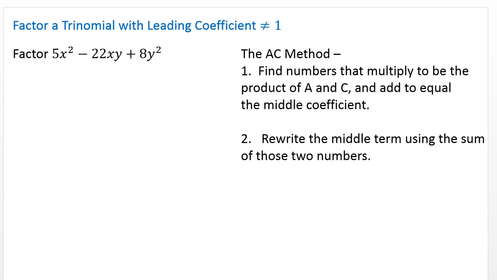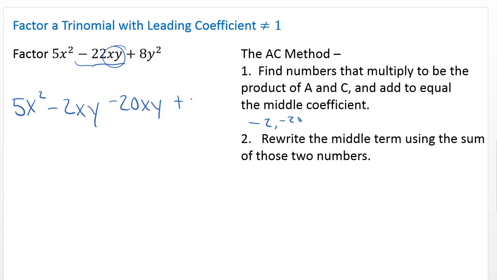Well, second step, we rewrite the middle term using the sum of those two numbers. So notice the middle term here, negative 22xy, I'm going to rewrite with our two numbers. Remember, they were negative 2 and negative 20. So I have 5x squared minus 2. Now notice the variable here is xy, so I have to put an xy with that, minus 20xy. So notice if I combine those back together, that would give me negative 22xy. So whatever variable is here must go with your rewrite. And then plus 8y squared. Notice the first term and the last term did not change at all.